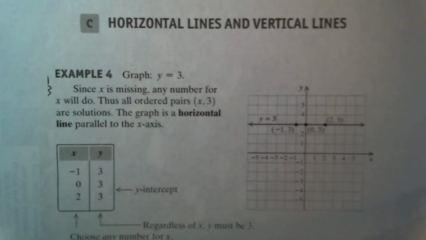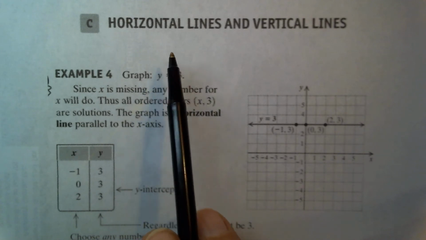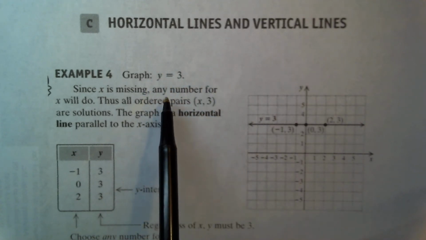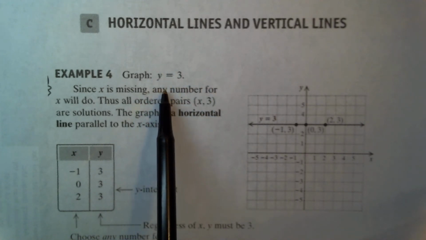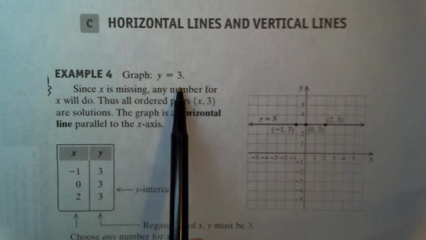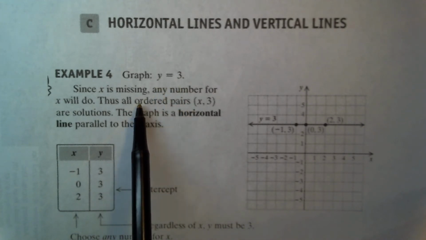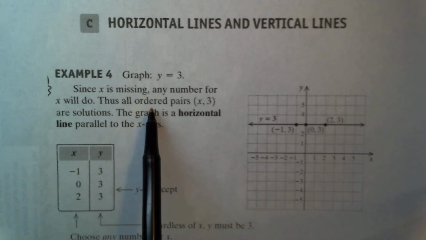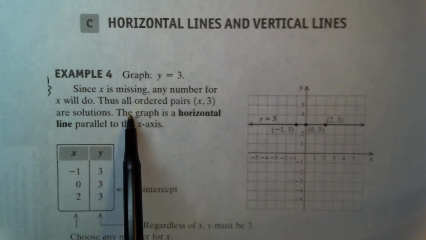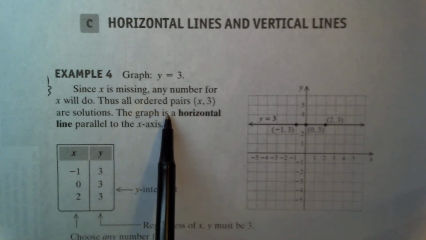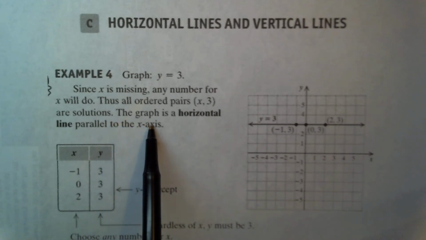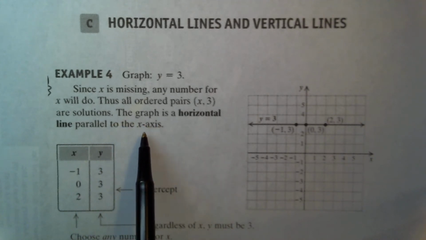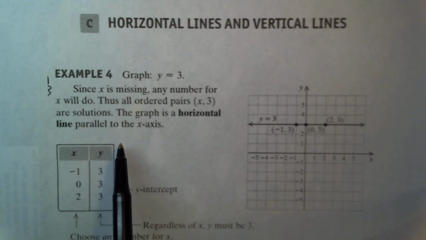The next part is about some special types of lines. That's horizontal and vertical lines. So here we are supposed to graph the equation y equals 3. So since x is missing, any number for x will do. Thus all ordered pairs x, 3 are solutions. So the graph is a horizontal line parallel to the x-axis.